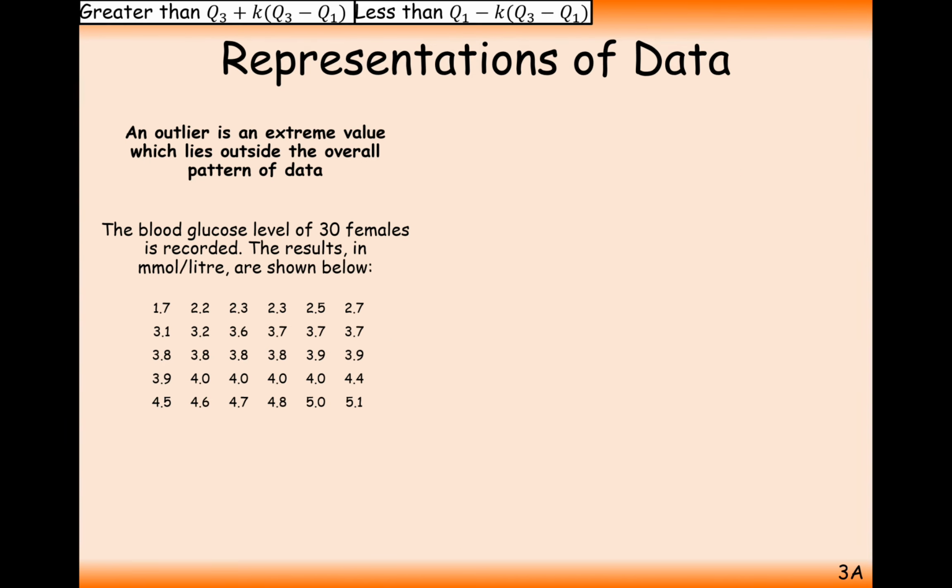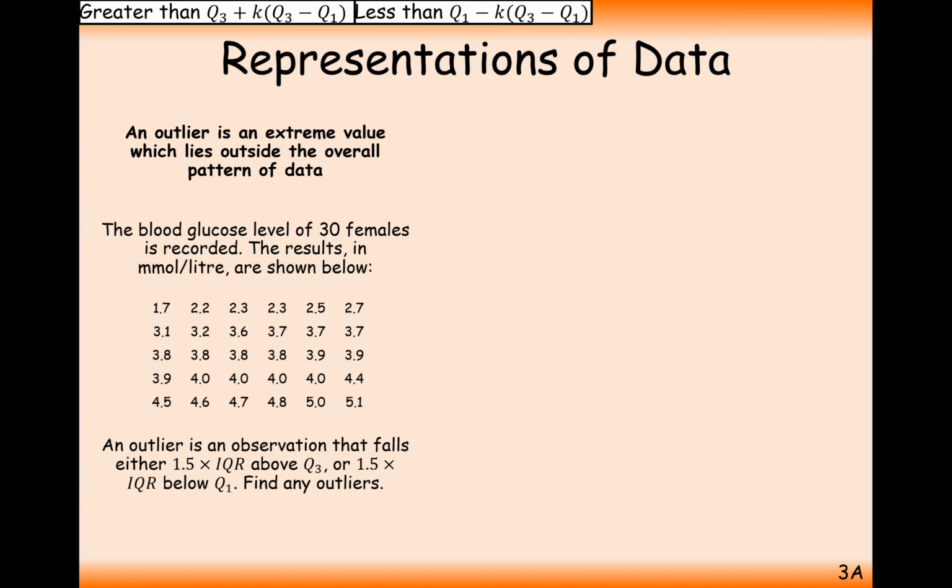Okay, so let's have a look at this group of data here. The blood glucose levels of 30 female students is recorded. The results in millimoles per litre are shown below. So we've got from 1.7 up to 5.1. It looks like a lot of data is around this 5.1, but it looks like 1.7 might be an outlier.